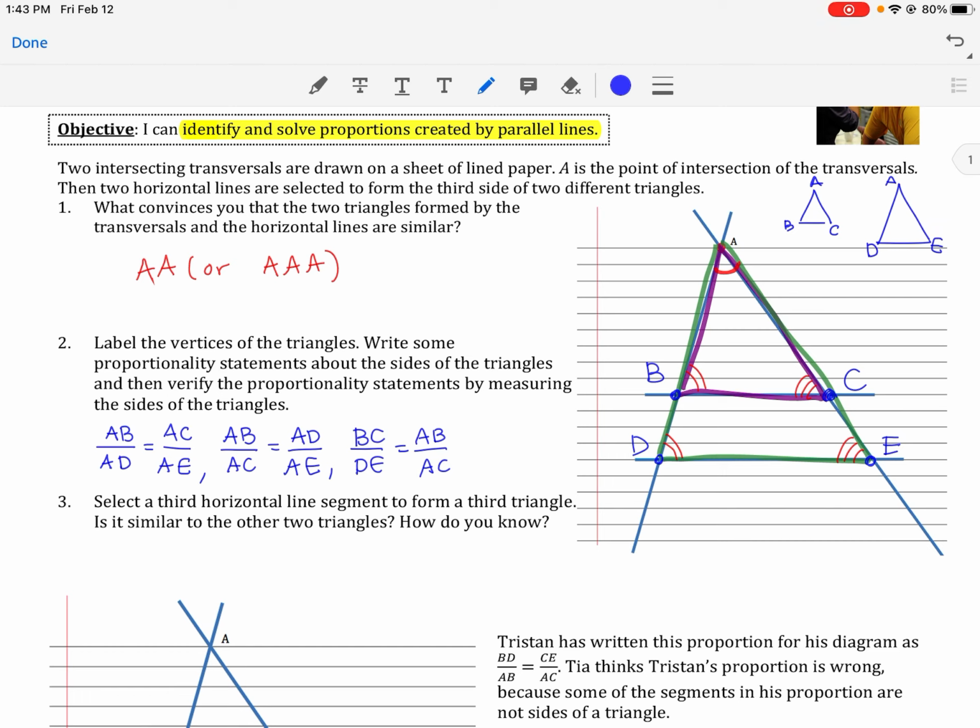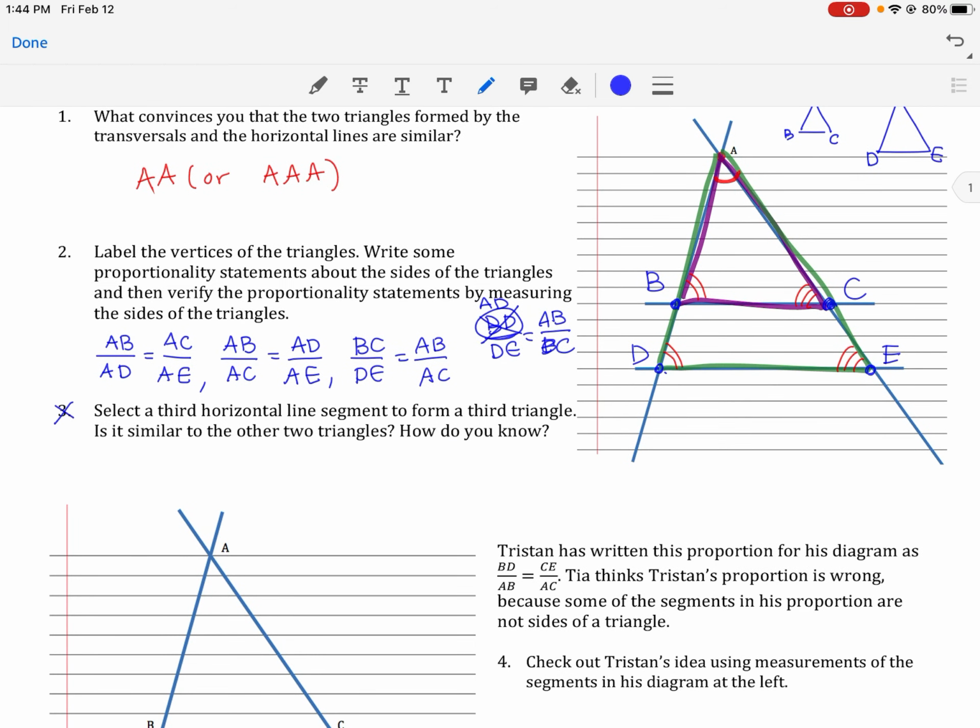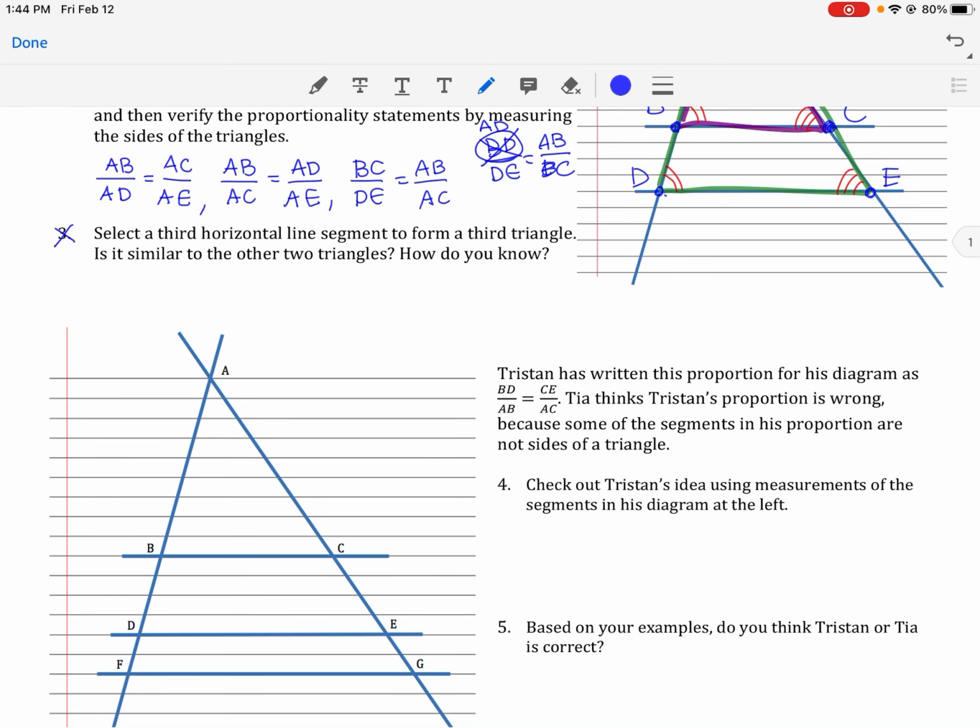Be careful of some things. Some people tried to say something like BD over DE equals AB over BC. We corrected that and said this isn't the whole side, so we had to change it to AD. Just be aware that you're making sure your proportions stay equal. And once again, for time's sake, I'm going to skip this last question.